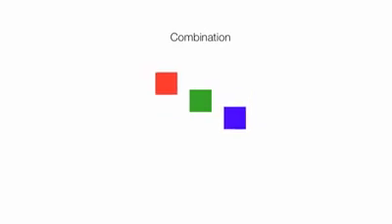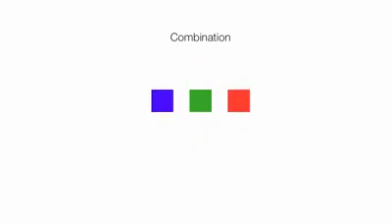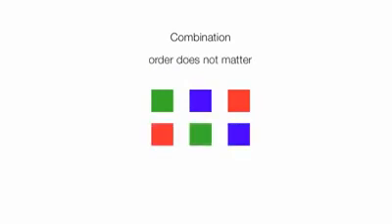Imagine I have 3 squares, red, green, and blue. For a combination, the order does not matter. If I have a green, blue, red square combination, or a red, green, blue square combination, it's still only one combination. For permutations, the order does matter. I can take these 3 squares and make 6 permutations.